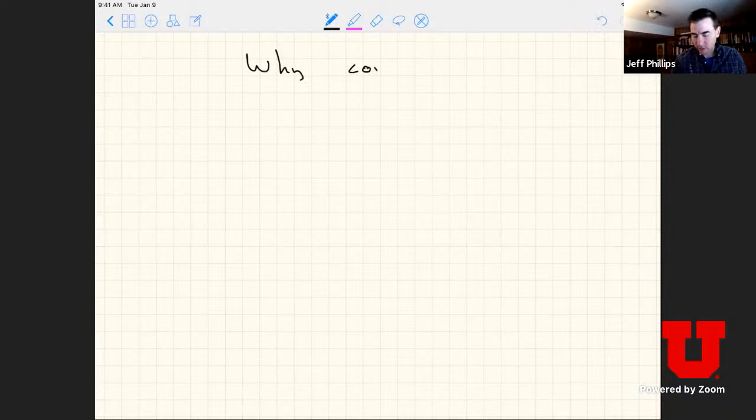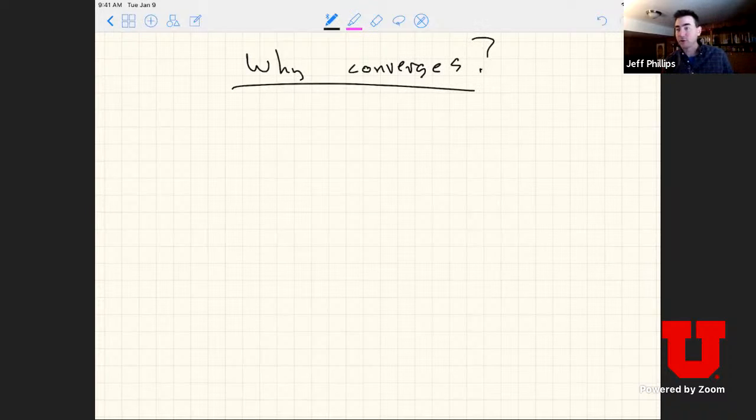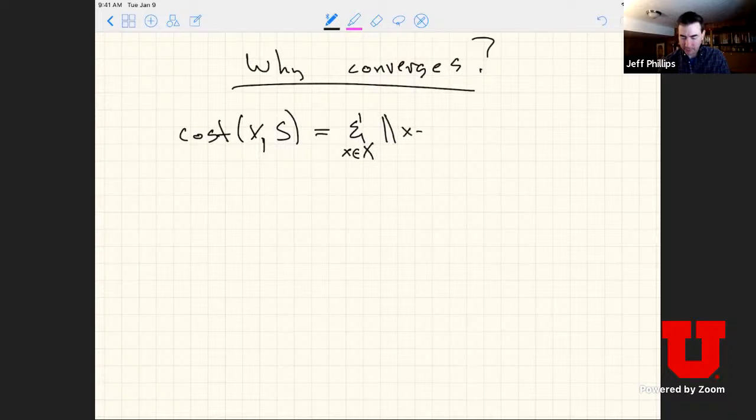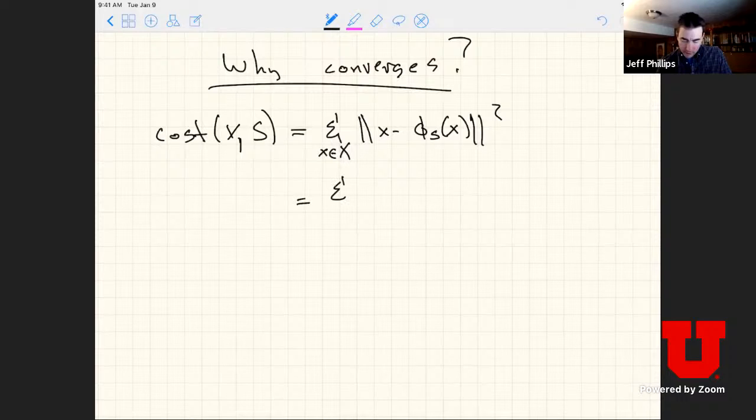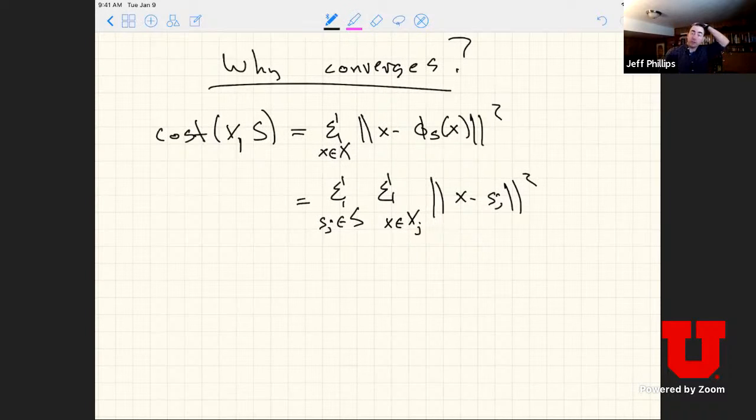Okay, let me quickly say, I've got 3 minutes left, why Lloyd's algorithm converges. So remember we have this cost function, which I'm going to write two ways: one as the sum of x minus phi of S_x squared, and I can also write it as a sum over clusters S_j and points x in S_j. I can think of it these two different ways, where in one I've just rewritten the sum, so this internal sum is only over the points within one of the clusters.